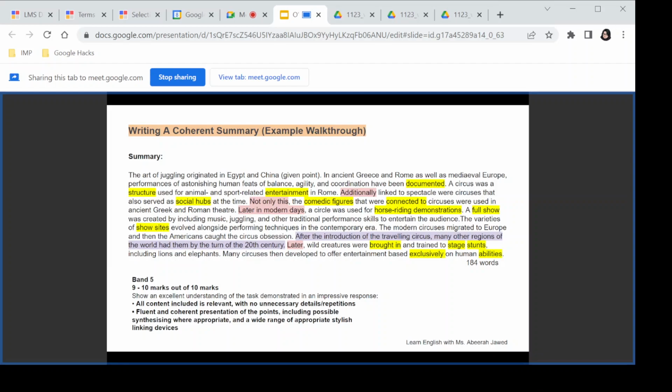So tip number one, examiner tip. Whenever you pick the synonyms, make sure that when you put in a synonym in place of the original word, it does not change the intended meaning.